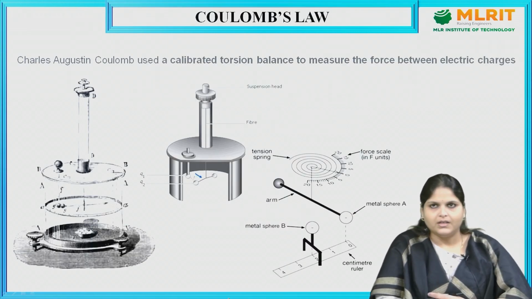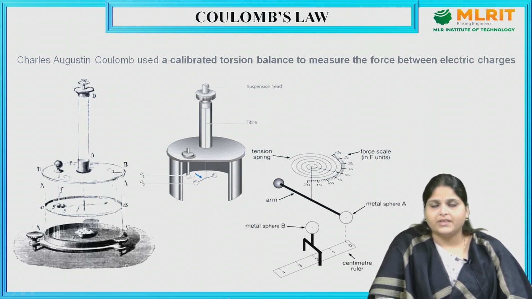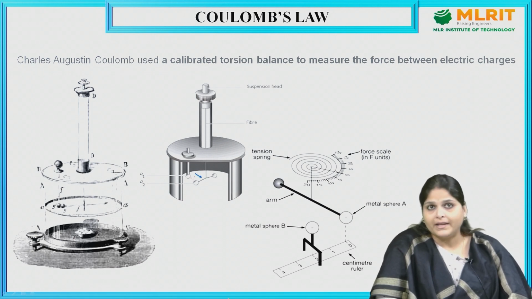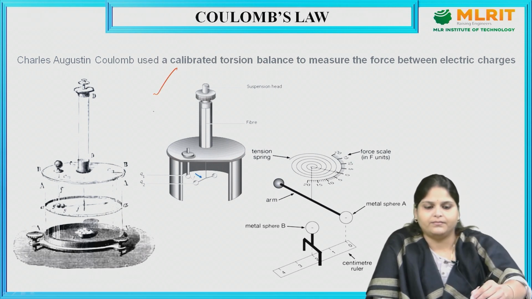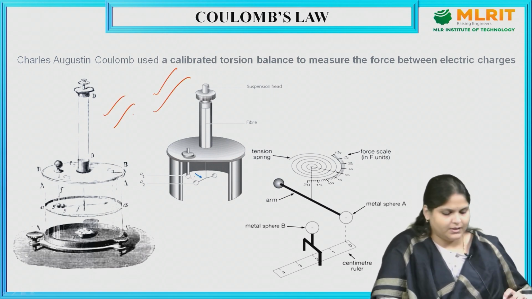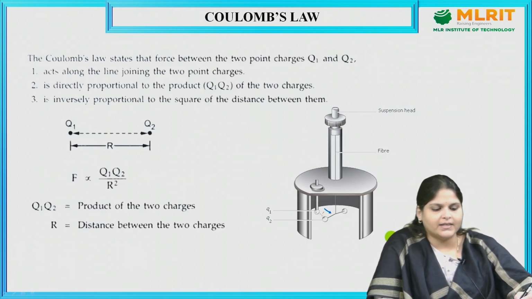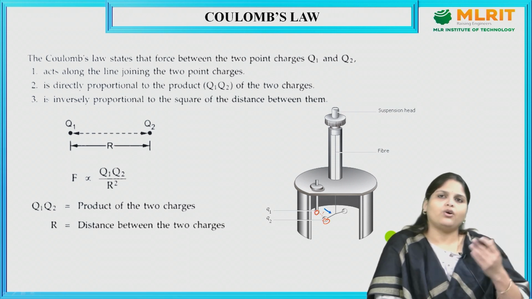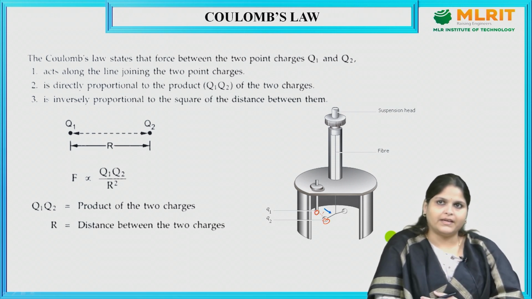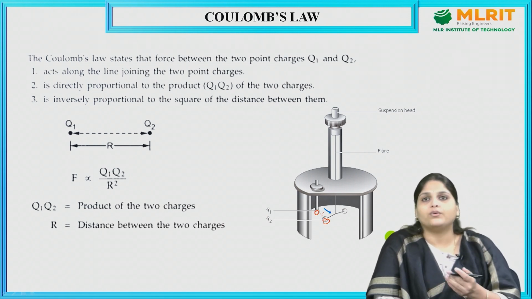So let's start. How did this law come into the picture? Charles Augustin Coulomb used a calibrated torsion balance to measure the force between electric charges. Here you can see two charges, this is the first charge, this is another charge. And he observed a few points. What were those points? By using those points, we have got Coulomb's law.